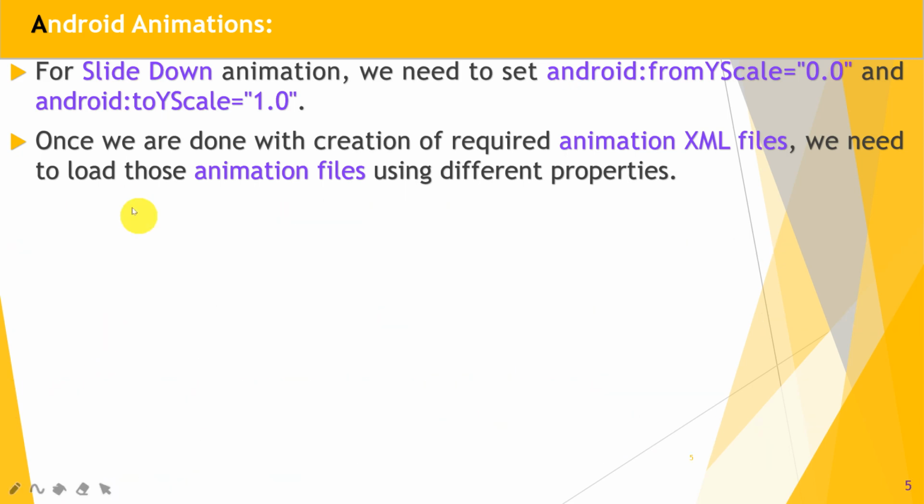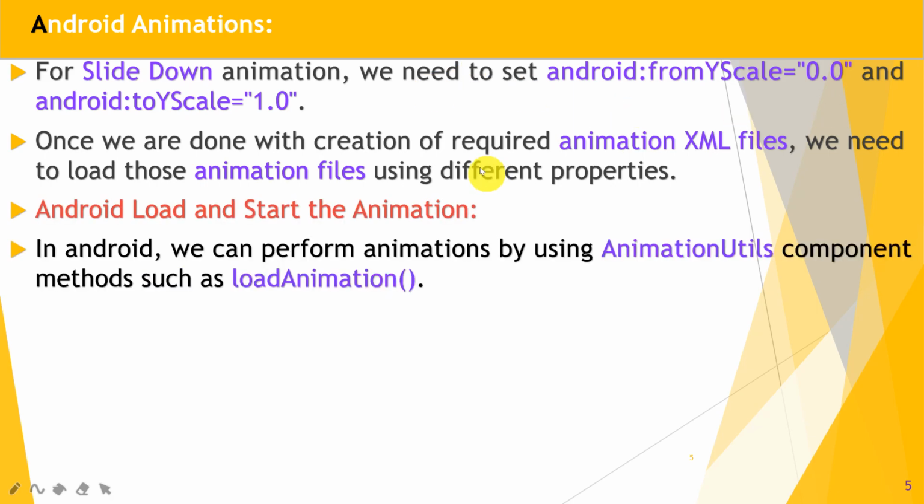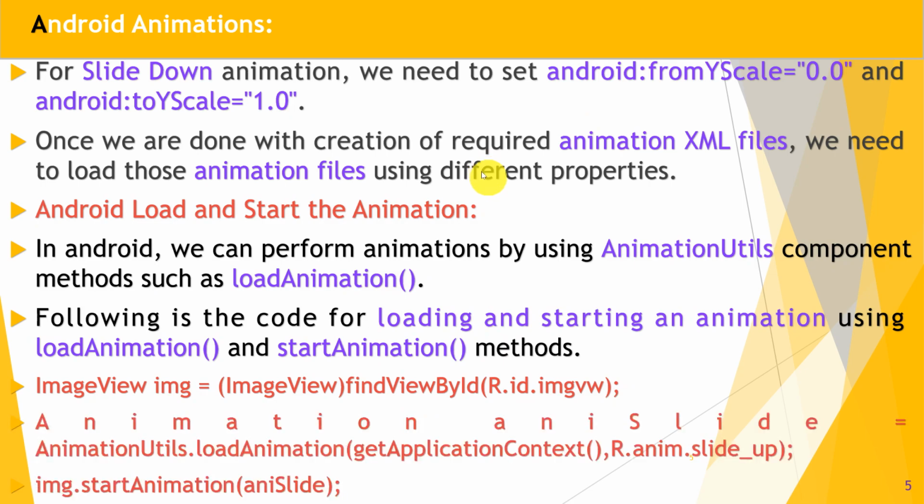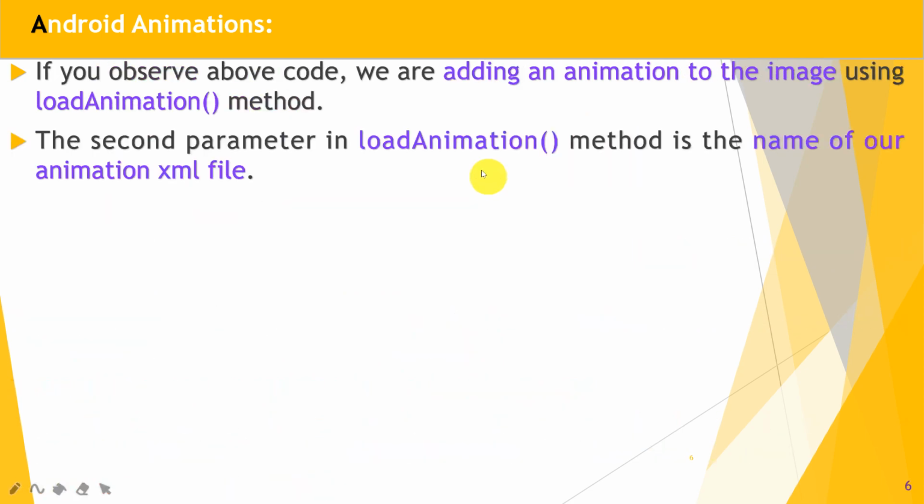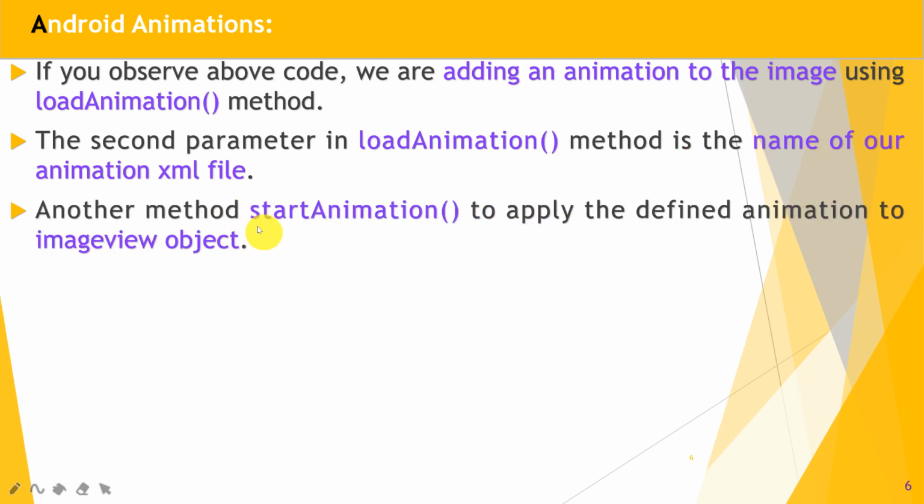Now for slide down animation we need to set, okay, now if you observe in the above code, we are adding the animation to the image using the load animation method. Great. And the second parameter of the load animation method, what is that? Name of our animation XML file. Another method, that is start animation, applies the defined animation to the image view object.